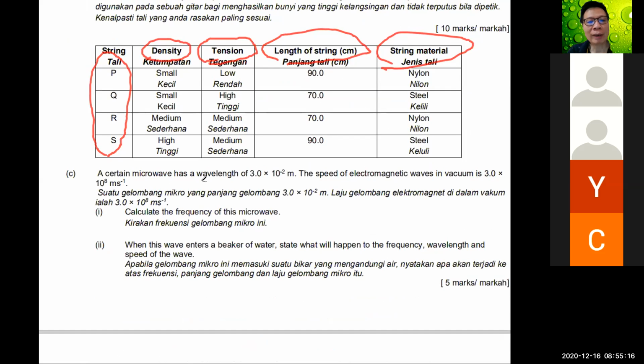A certain microwave has a wavelength. This is the wavelength. The speed of electromagnetic wave is equal to the speed of light, 3 times 10 to the power 8. This is the speed of microwave or speed of electromagnetic wave. Calculate the frequency. First question, find frequency. So what formula now? You are given the wavelength lambda, given the speed, how to find frequency. What is the formula to find the frequency? What formula?